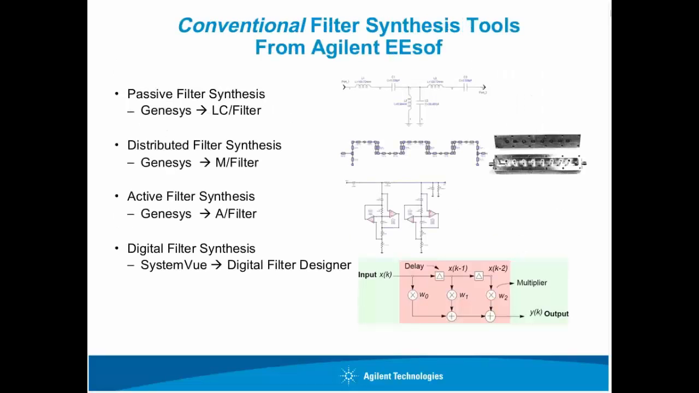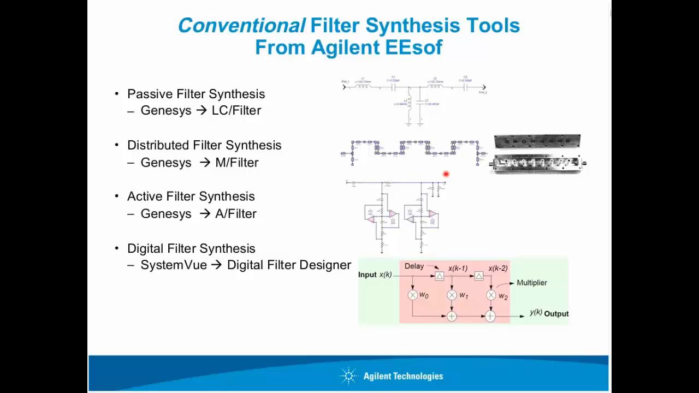So the conventional filter synthesis tools, Agilent EEsof has a number of conventional filter synthesis tools, and these include what we call the passive filter synthesis, or sometimes referred to as the LC filter synthesis tool that resides in Genesys, and this is for your standard LC type filter. And then we have a distributed filter synthesis tool called mFilter that's also in Genesys, and it's for designing your distributed filters, such as microstrip, strip line, and it can also synthesize cavity filters such as this comb line round rod that we have shown to the right.